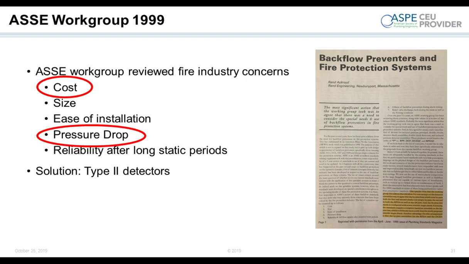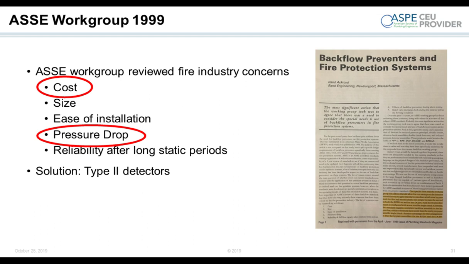So an ASSE Workgroup got together in 1999. Basically, ASSE knew that there were some current concerns from the fire industry. They brought a lot of people in: fire protection engineers and fire sprinkler contractors, and they asked them what their concerns were. They highlighted 5 things: cost, size, ease of installation, pressure drop, and reliability after long static periods.